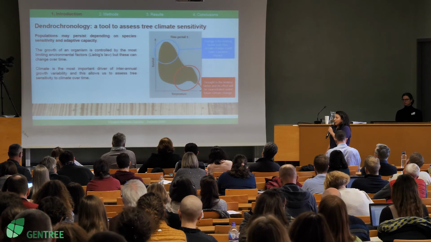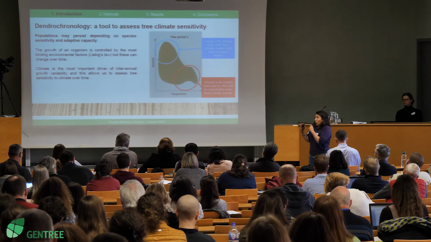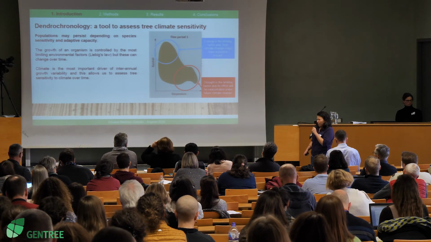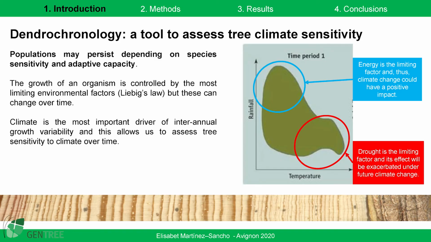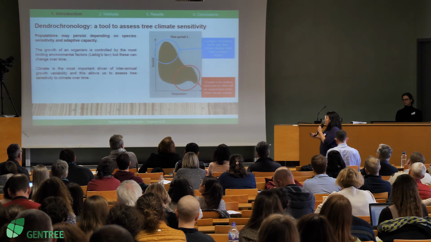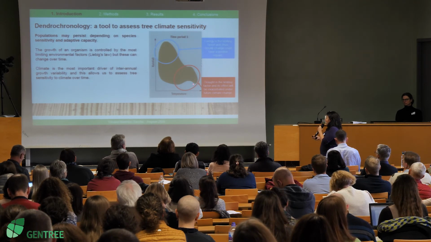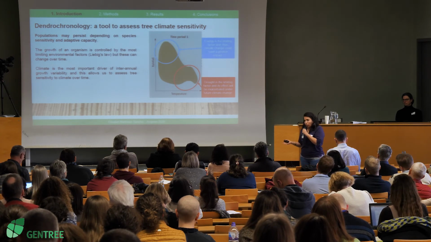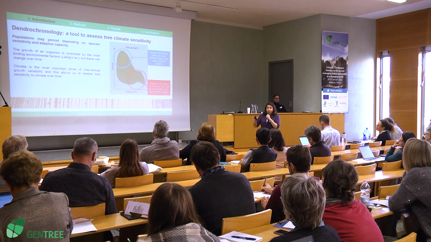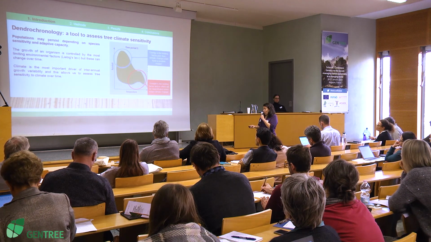And if we think about the climate sensitivity of the species within the context of the climate space, we hypothesize that tree growth of populations located in the cold and wet parts of the space will be limited by energy. So these are the ones that could still benefit from climate warming. But tree growth from populations that are located in the dry and warm part of the climate space will be limited by drought. So we have a duality in the response to climate change.